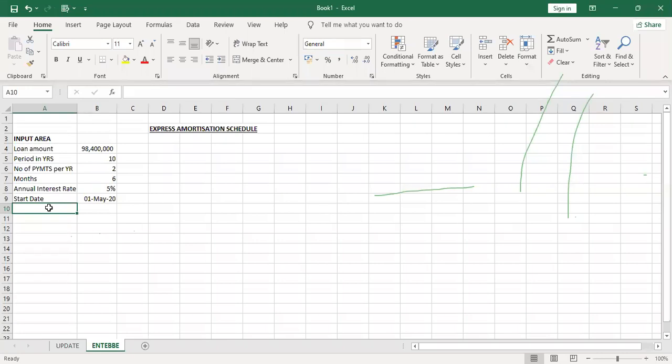No. Good. So now leave this place. This is the input area. Now, we are going to come up with the output area, but in the output area, we enter the values later after we have finished the computation. But let us come up with the output area.